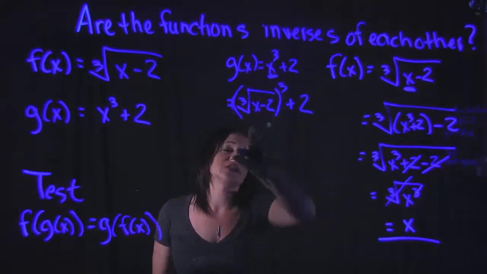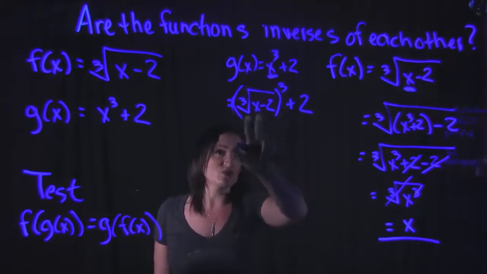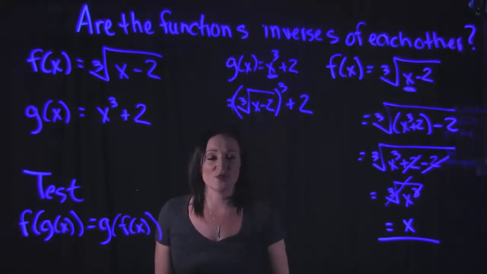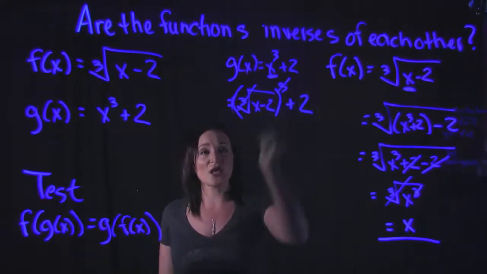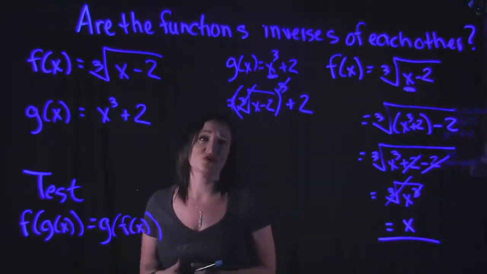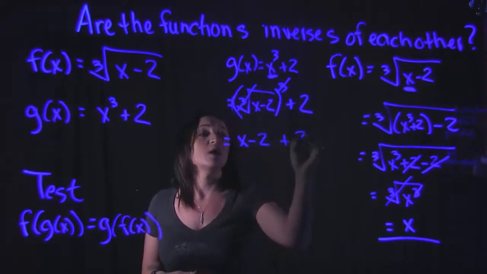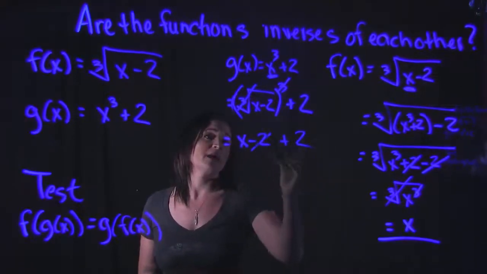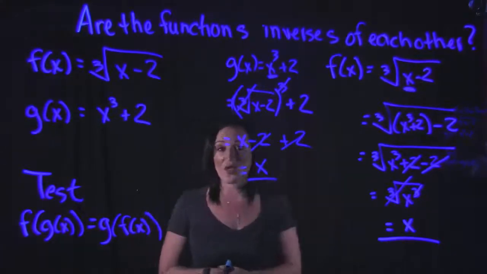Simplifying this, the first thing we need to simplify is this exponent. So this is the cube root of x minus 2 raised to the third power. Similar to before, a cube root and a cube are opposites of each other. They do cancel out. This leaves us with x minus 2 plus 2. Minus 2 and plus 2 cancel out, leaving us with x.